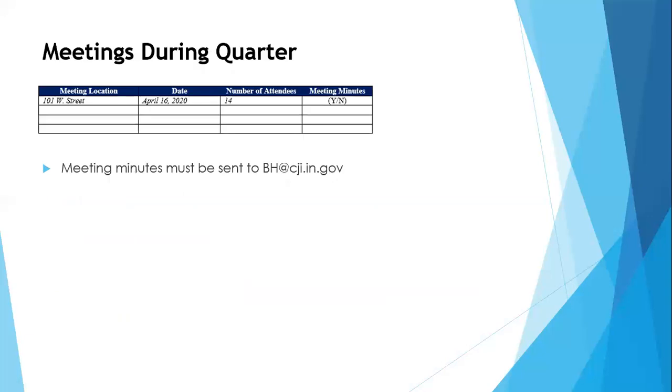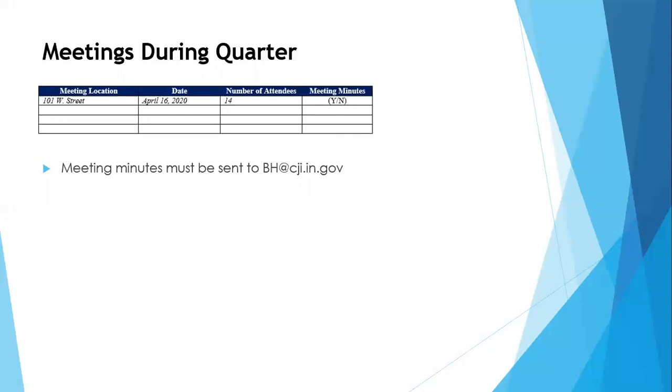Okay, and then we're getting into the meetings that occurred during the quarter. Really, this is just simple information of where was the meeting, the date that it was on, the number of attendees, and that you took meeting minutes. Being honest with you, there should never be a no in the meeting minutes section, because you should always be taking meeting minutes, always. So in those meeting minutes, actually, you're going to be sending to the Behavioral Health Division at cji.in.gov.